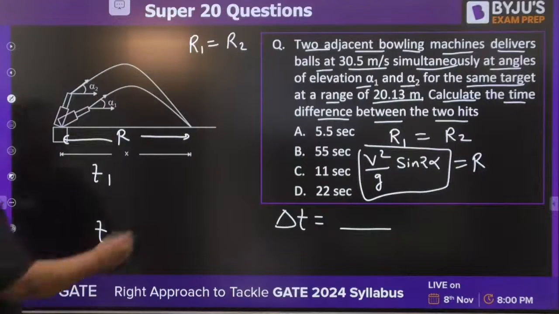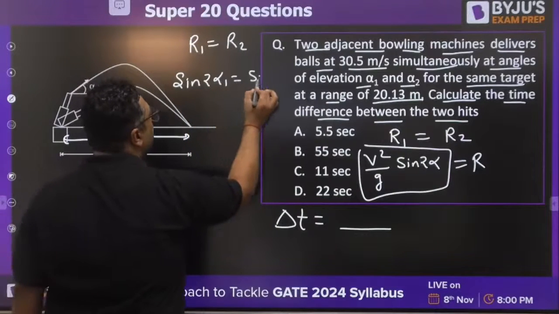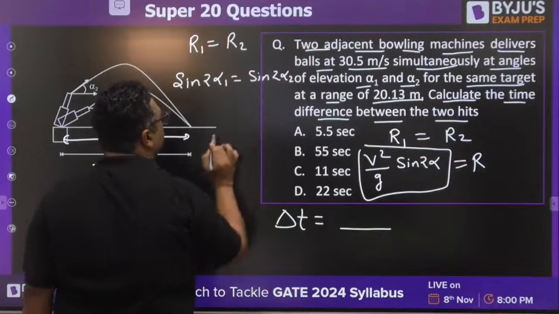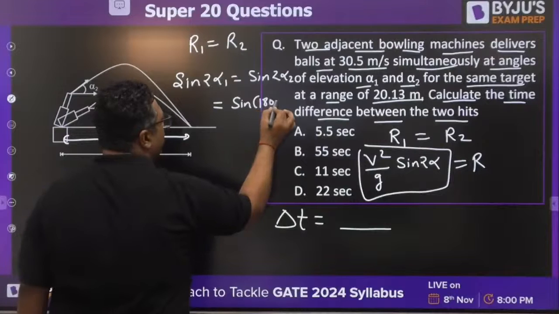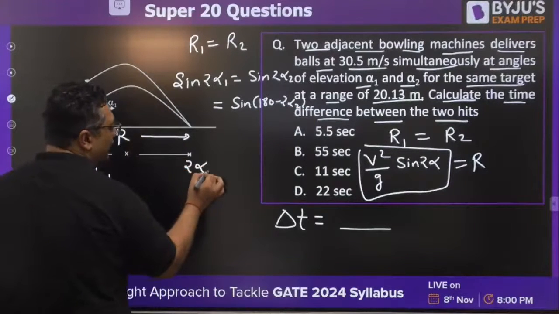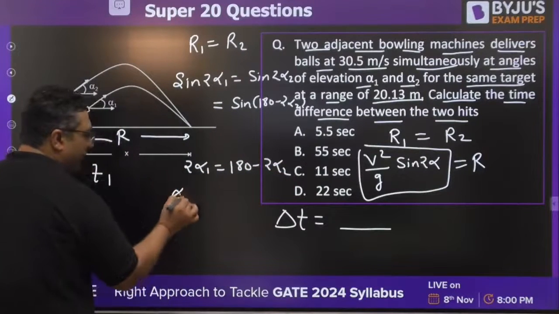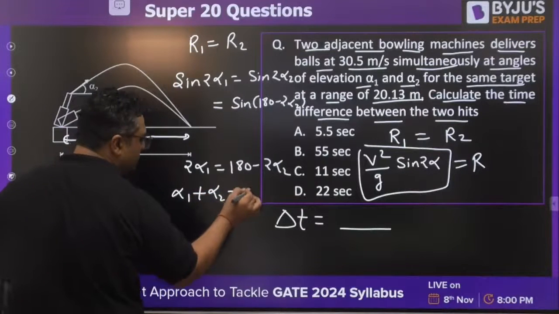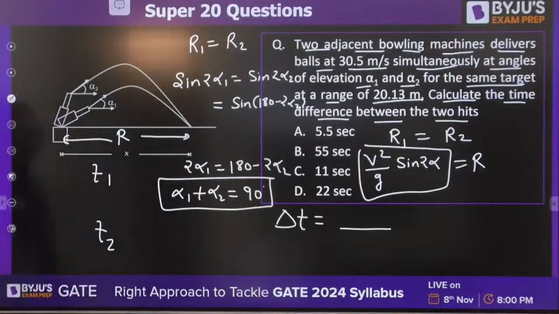When you put them equal, you would get sine 2 alpha 1 is equal to sine 2 alpha 2. Then you write sine 2 alpha 2 as sine of 180 minus 2 alpha 2. In that case, you can write 2 alpha 1 equals 180 minus 2 alpha 2. Then you get alpha 1 plus alpha 2 is equal to 90 degree. This is where you reach by equating them. Is it clear? Now try by yourself.